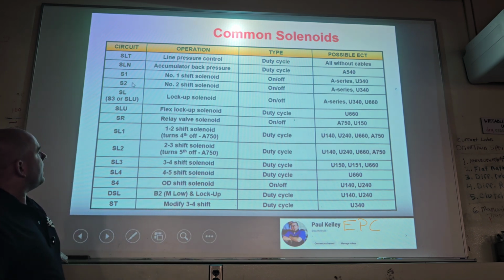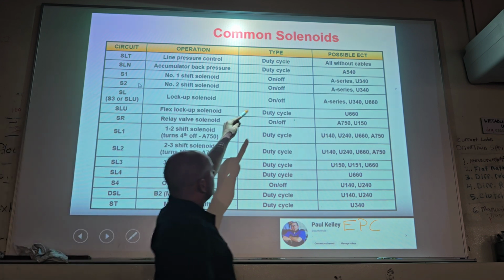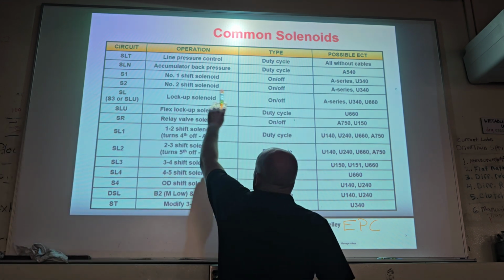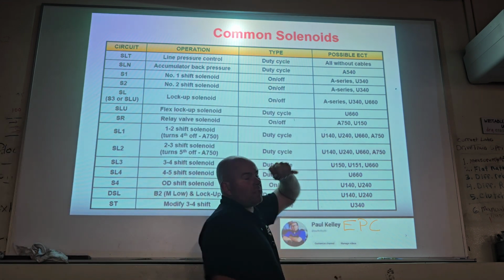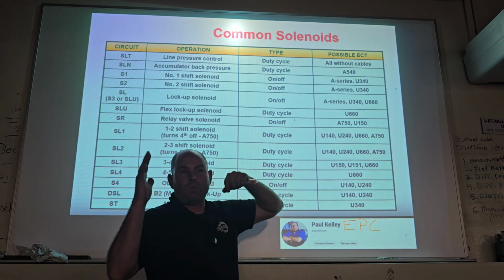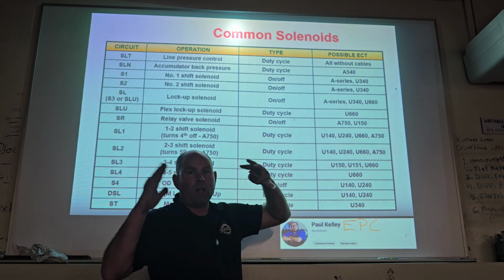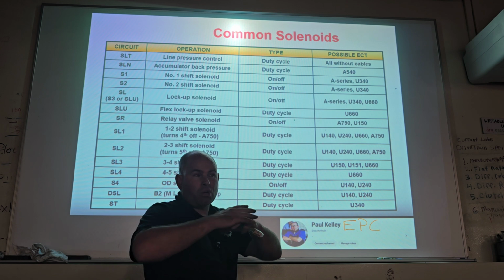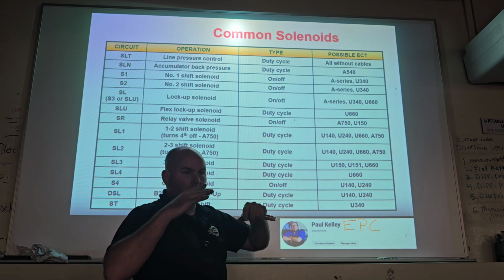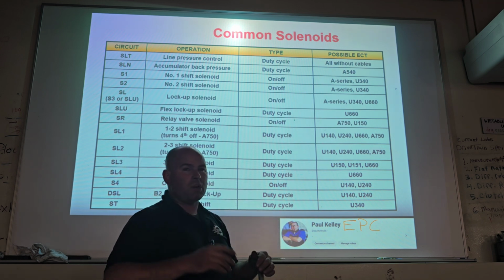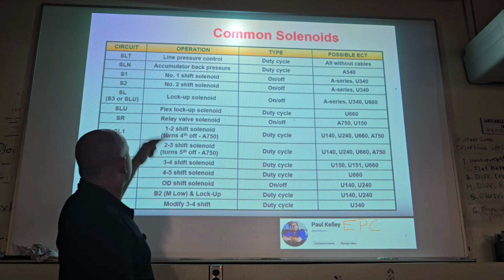We got S1 and S2. Those are on-off solenoids. The SLs, you'll notice, those are duty cycle. The duty cycle ones are the ones where we can control timing and quality. Those are progressive solenoids; they're not just on or off. They're kind of like a dimmer, right? So S1 and S2 are simple.